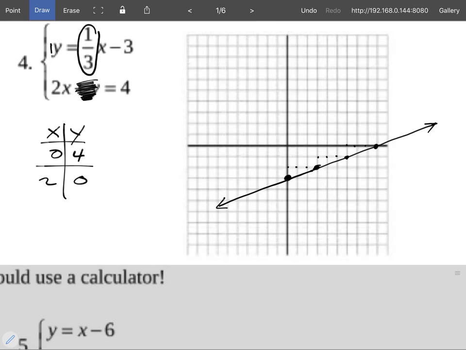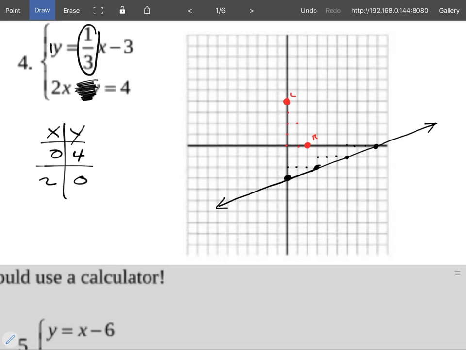So we got the point (0, 4). That's my y-intercept. That's right here. And then we have the point (2, 0), which is right here. If you look at that, you can see my slope is what? To go from the point on the left to the point on the right, I would go down 1, 2, 3, 4, and right 2. Going down 4 and right 2, that's the same thing as going down 2 and right 1.